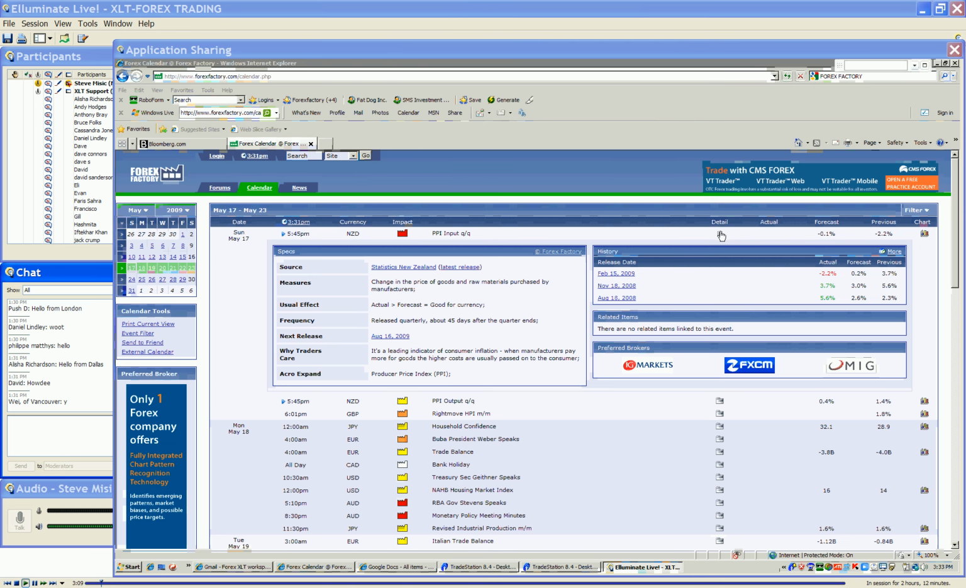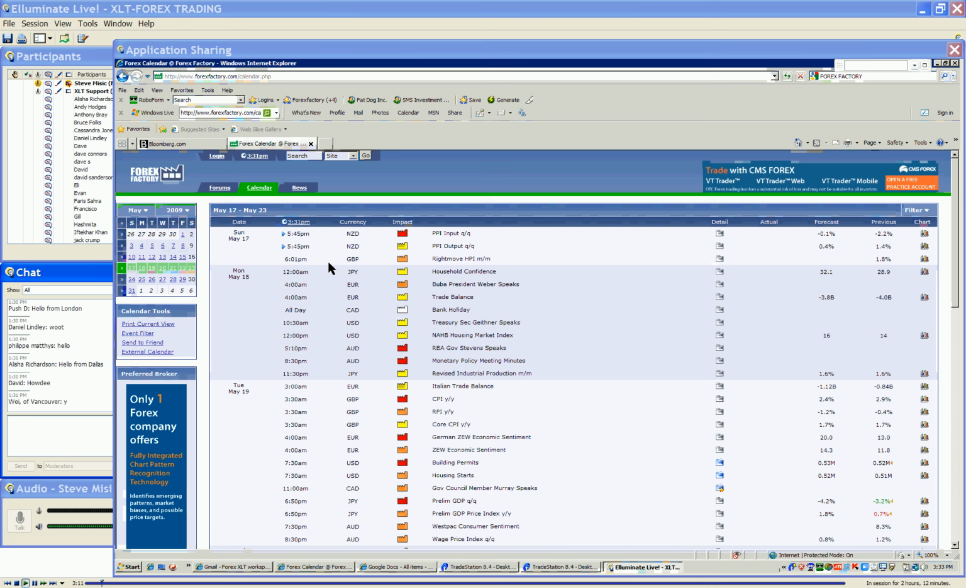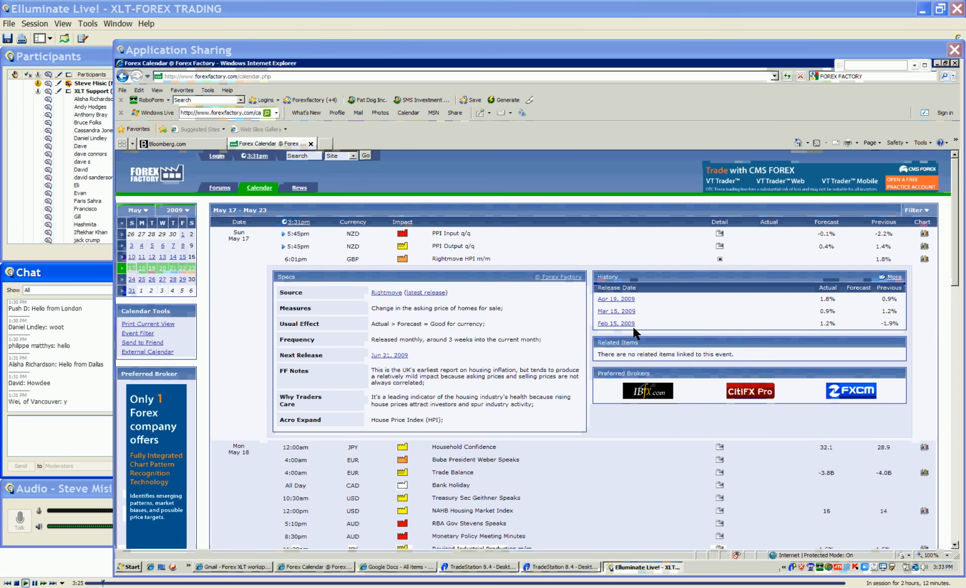Okay. So once you understand what that is and when it's going to be released, you also want to notice that there's going to be a little bit of action in Great Britain, in the British pound possibly. This is the Rightmove HPI month over month. Again, just quickly, that's the change in the asking price of homes for sale.